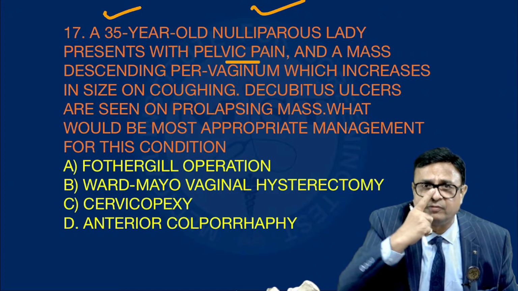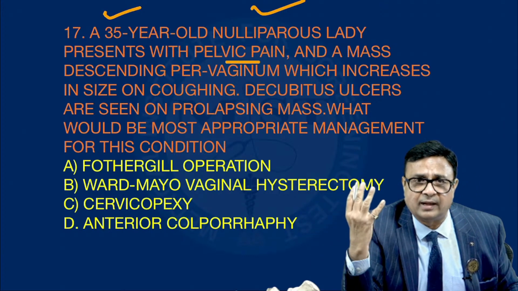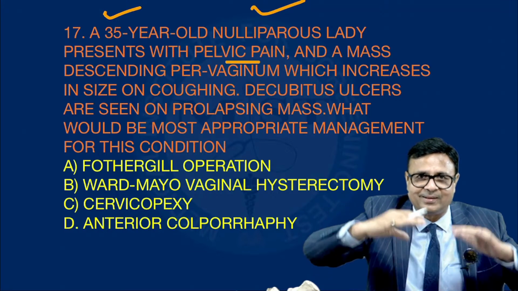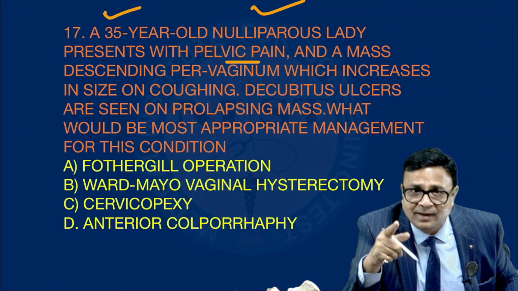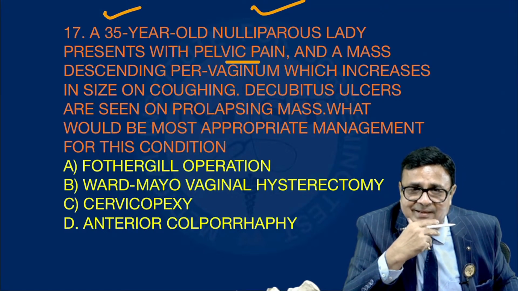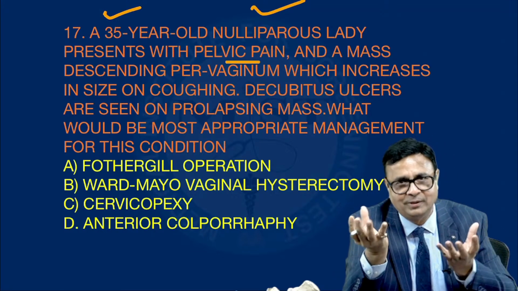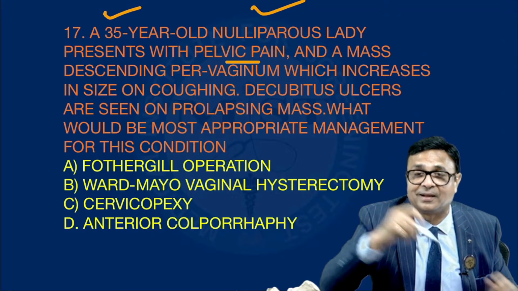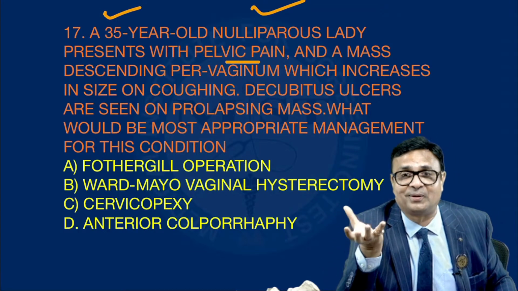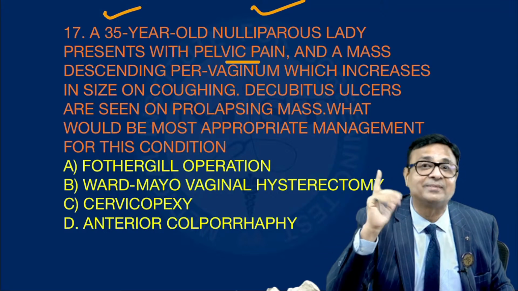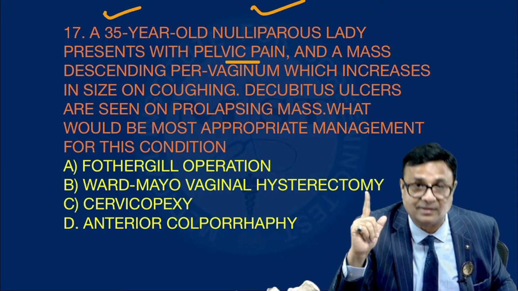Something is coming out of the vagina which increases in size on coughing. If she coughs, abdominal pressure is increased, so this is prolapse. Decubitus ulcers are seen on the prolapsing mass. What is the cause of decubitus ulcer? An important chocolate question of our exam. Venous congestion. Fine.